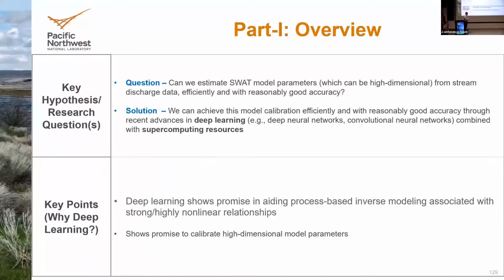The hypothesis that we have is that this can be done efficiently with recent advances in deep learning, for instance deep neural networks and convolutional neural networks combined with supercomputing resources. This is the most important one. And why we believe that this is going to work is because, from the previous literature, deep learning shows promise in estimating high dimensional parameters, which are typical of process model based inversion. And it can help us learn nonlinear relationships that relate the streamflow with the associated process model parameters.